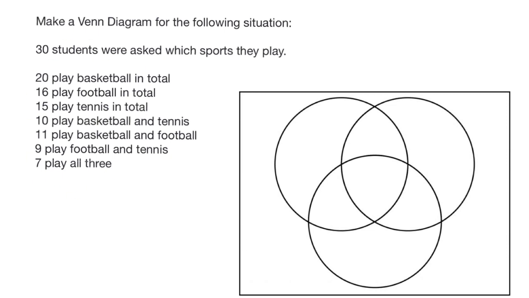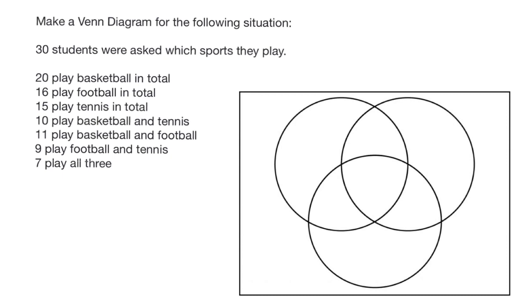Today we are going to build a Venn diagram based on this information. I didn't find a problem with enzymes or proteins, so we are going to solve this problem using an example where 30 students play 3 different sports. So here's the problem. Make a Venn diagram for the following situation. 30 students were asked which sport they play. Some of the students play 1 sport, some play 2 sports, and some play 3 sports.